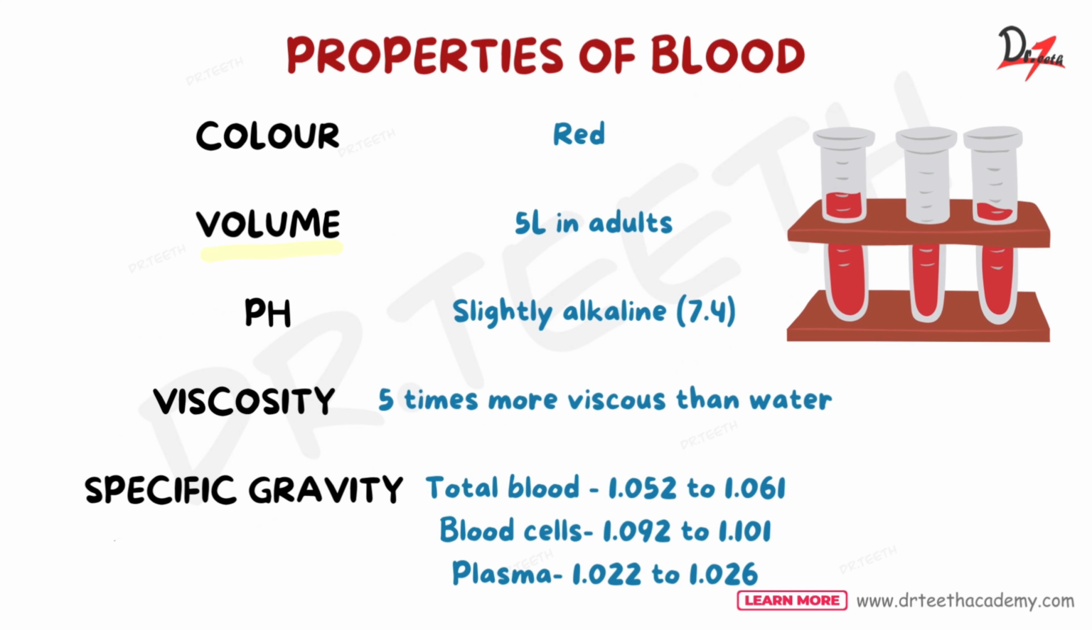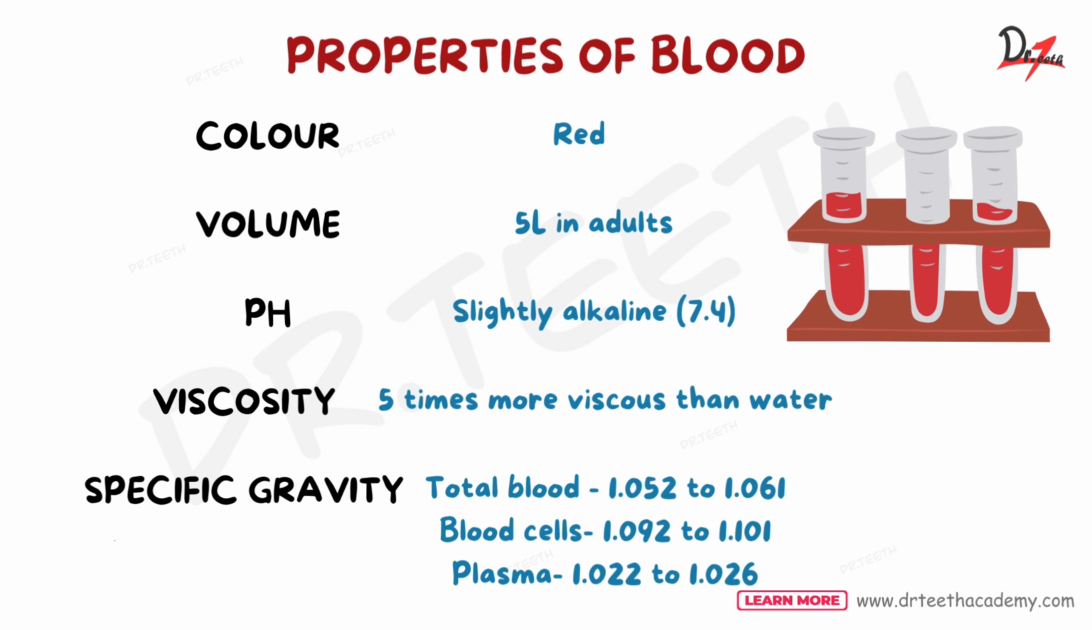Next we have volume. The average volume of blood in normal adult is 5 liters. In newborn baby, it is 450 ml only. It increases during growth and reaches to 5 liter at the time of puberty. In females, it is slightly less and is about 4.5 liter. It is about 8% of the body weight of normal young healthy adult weighing about 70 kgs.